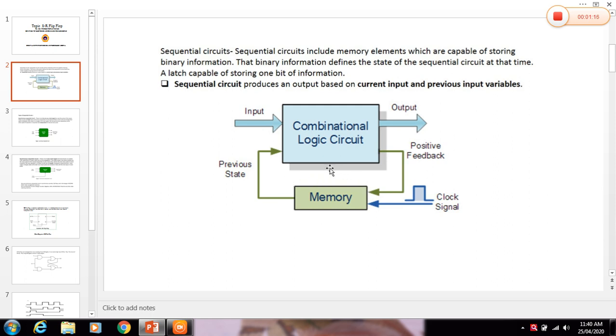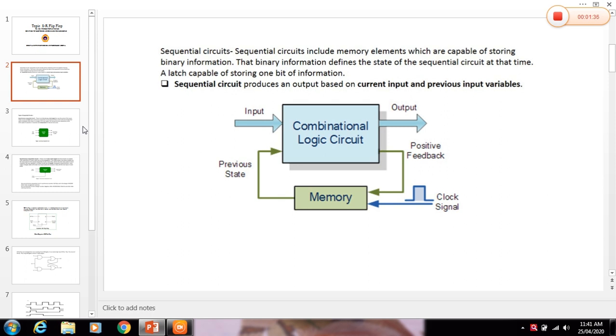So, in sequential circuits, we have a feedback system from which we can get the previous input. Now this output is dependent on the present input and its previous inputs also. To store the previous values, we have used a memory element over here.